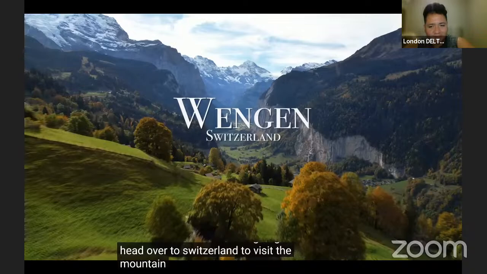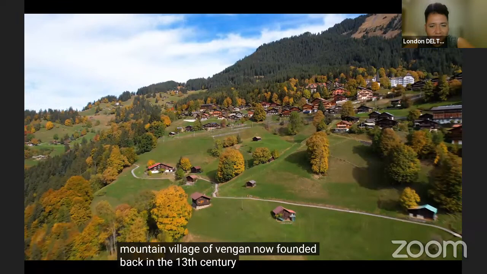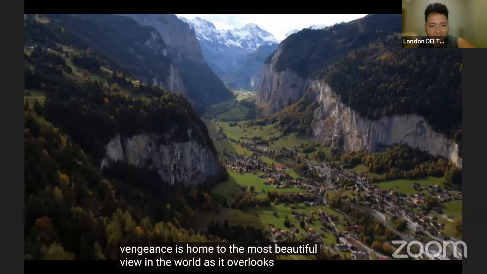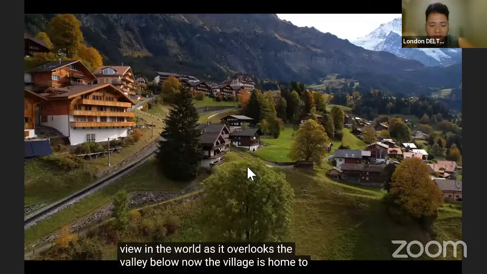Now founded back in the 13th century, I believe Wengen is home to the most beautiful view in the world as it overlooks the valley below. Now the village is home to around 1,300 residents year-round, but it gets many visitors during the summer and winter months.